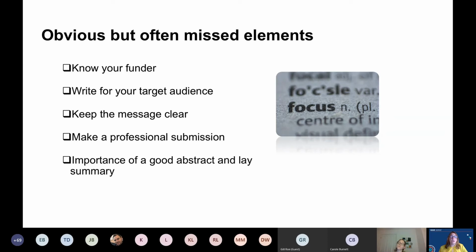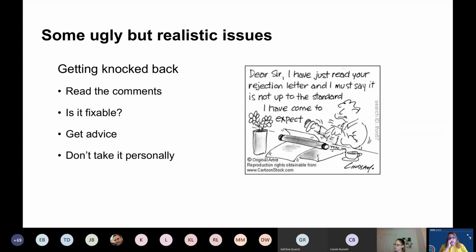And strangely enough, they're often the last thing that's done, and they're done in a hurry. Please, please don't do that. Okay, just some ugly but realistic issues.